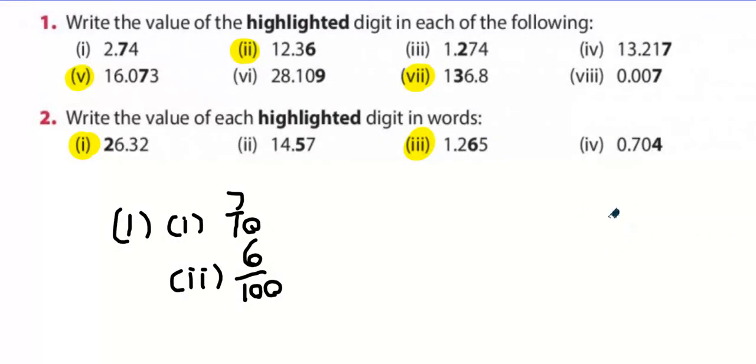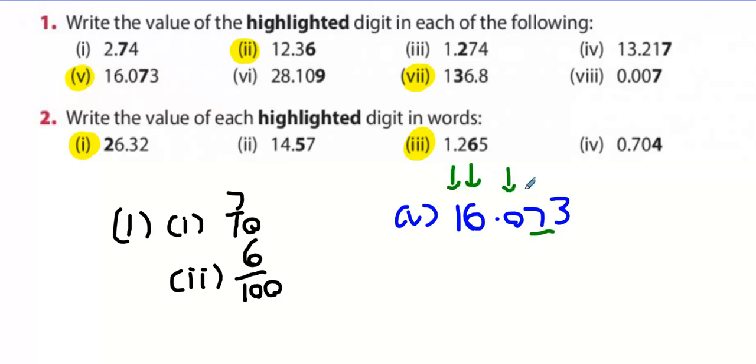Okay. Next one. The next one down is 16.073, and it's part 5. And I have to figure out what the 7 is. So that's tenths. That's 0/10. That'll be 7/100. So the answer to part 5 is 7 over 100.